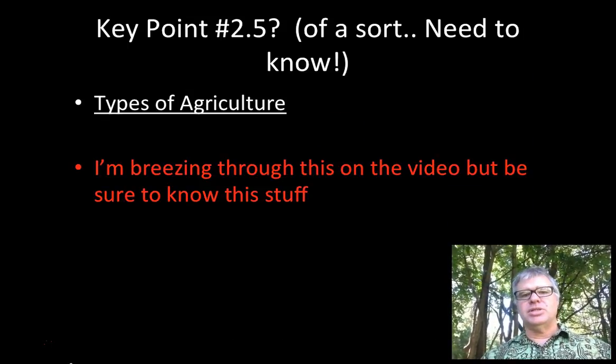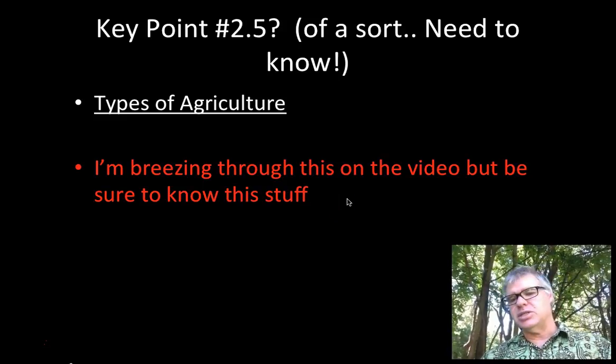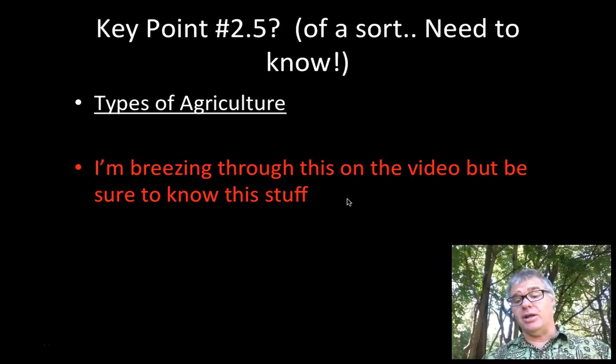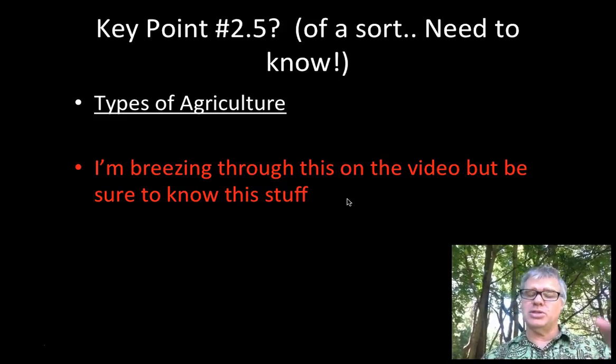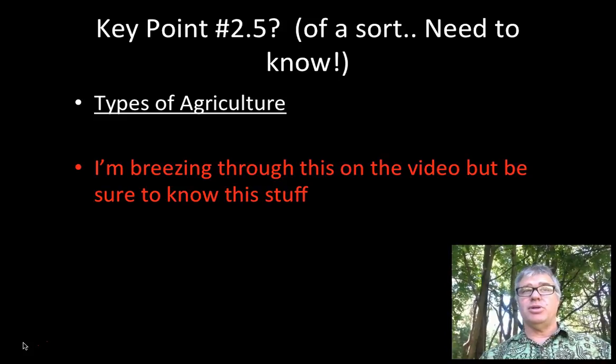Okay, so this is key point 2.5, sort of. This is stuff you really need to know, but I'm going to breeze through this on the video because it's about looking at the different kinds of agriculture and knowing what they are and how they operate, and it can get a little dry and long for me to go over every one of these. So I'm really going to breeze through, but make sure that you focus on these different types, either from the book or from the PowerPoint.